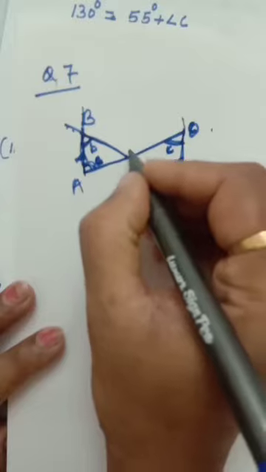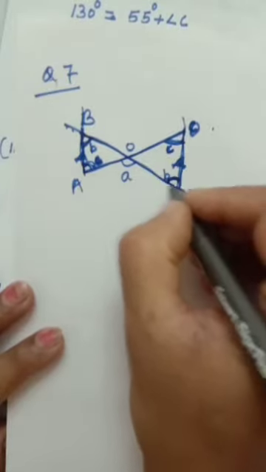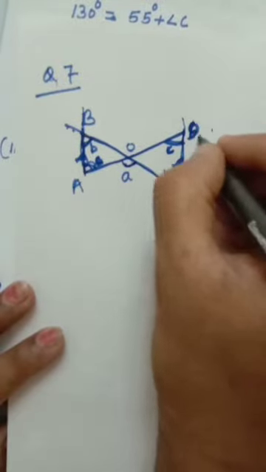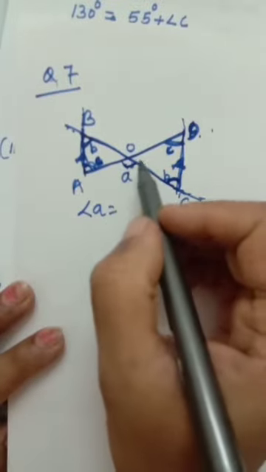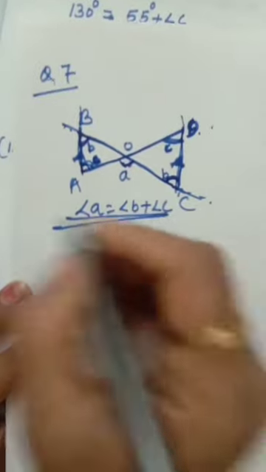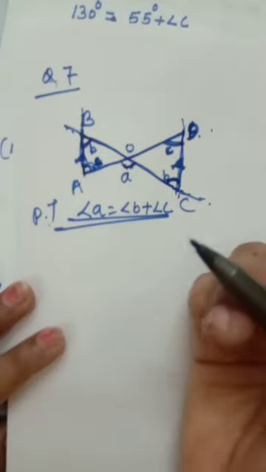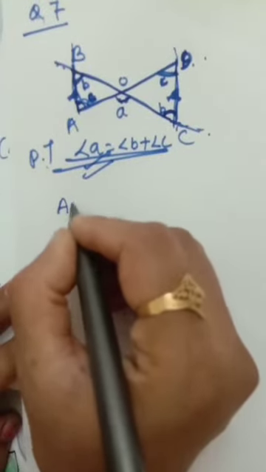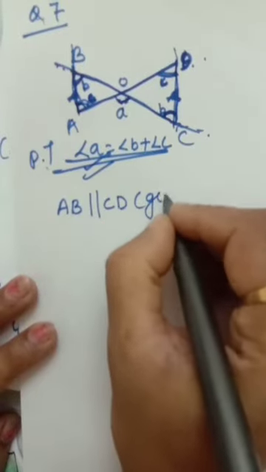Here in the middle, angle A is given. This is the exterior angle of this triangle ACD. ACD triangle exterior angle is A. Exterior angle A equal to the sum of the interior opposite angles. That means angle B plus angle C. This you have to prove. PT meaning prove that. Proved or not? How we proved? You have to write AB parallel to CD given.